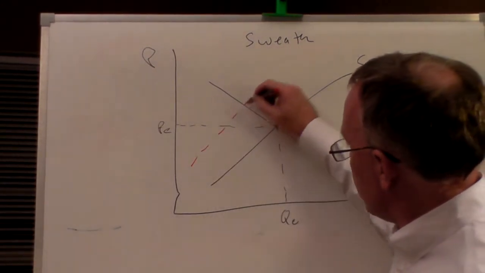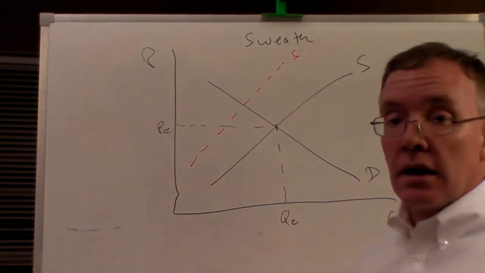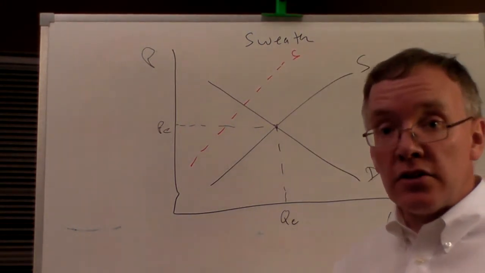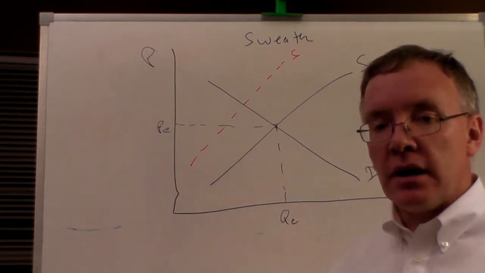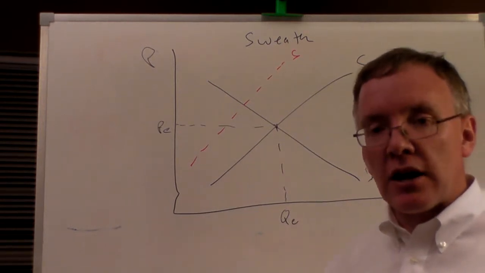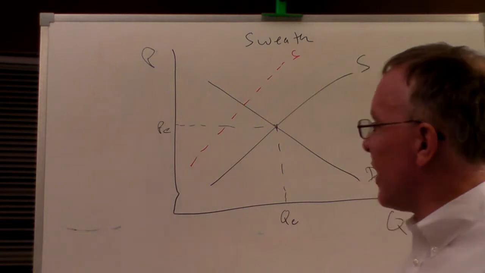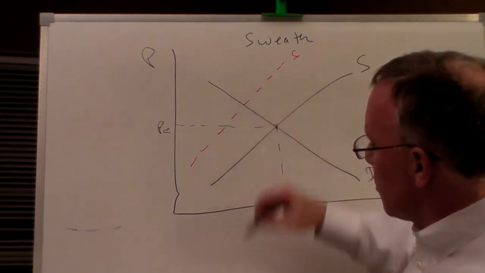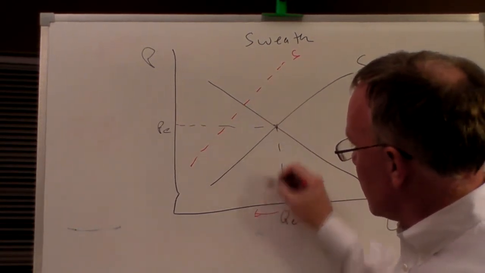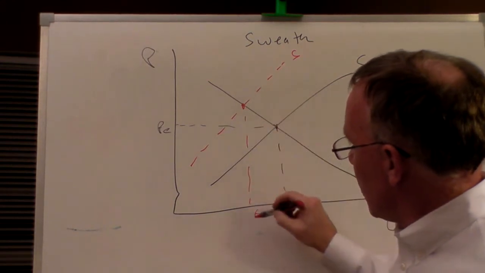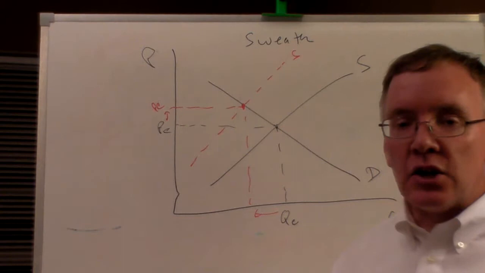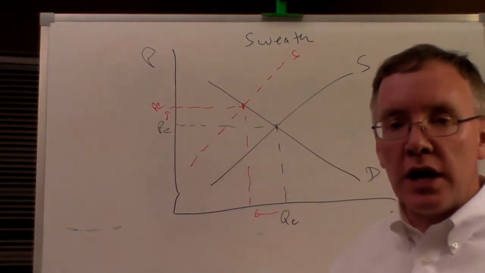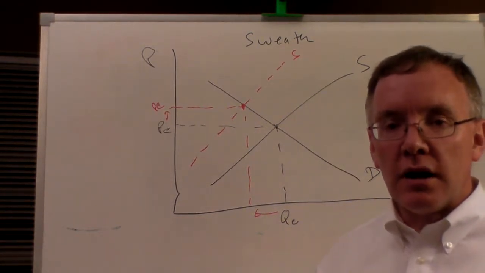Because at any given price of sweaters, producers are willing to supply fewer of them, given the fact that they have to pay higher wages to their workers. And so the equilibrium quantity of sweaters is going to be lower, and the equilibrium price will be higher because of the increase in the wage to the people who are making the sweaters.